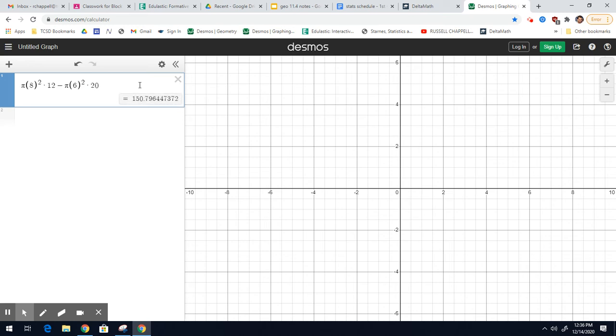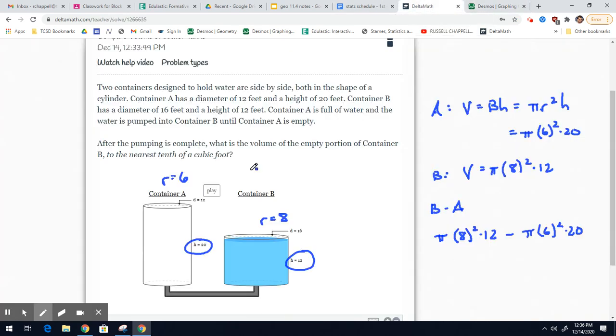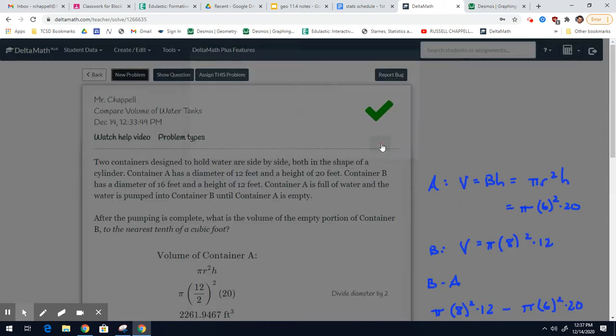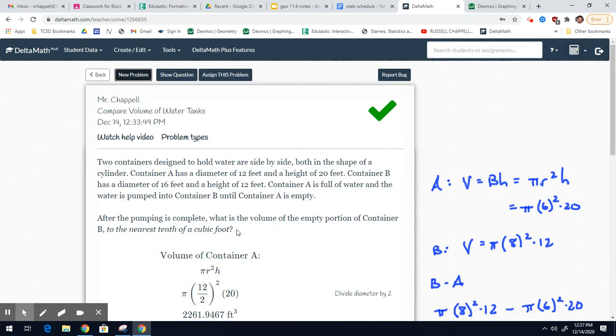And there you go, 150.79. It said to the nearest tenth. That 9 does round the 7 up to an 8. 150.8, and that would be units cubed if we were keeping score in Edge Elastic. 150.8 units cubed. Let's take a look. 150.8. Oh yeah, nice. Okay, I got one more problem coming.